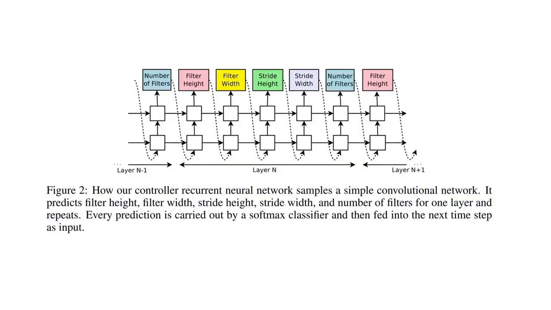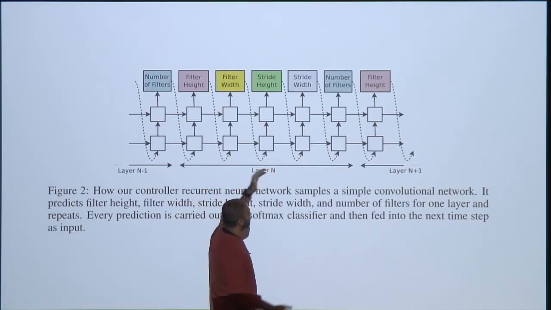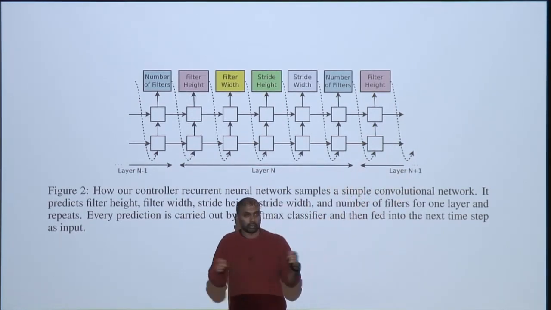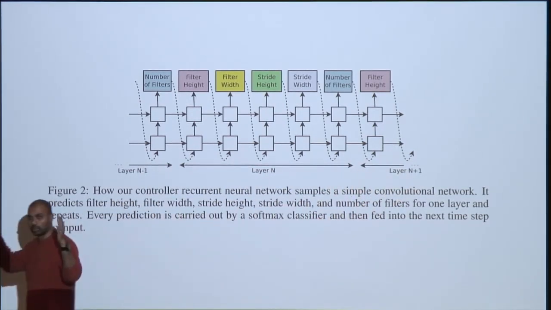And to give you a very concrete example, that controller network goes along, unrolls, and it gives you the number of filters, filter height, filter width, stride height. So this is layer n. And then you keep unrolling, and it will give you another layer, and so on and so forth, until it issues stop, and that's your network definition. And this became quite popular. This is a very well cited paper.